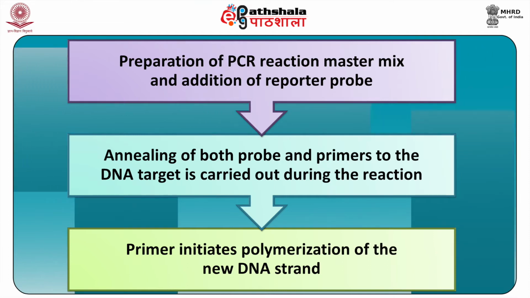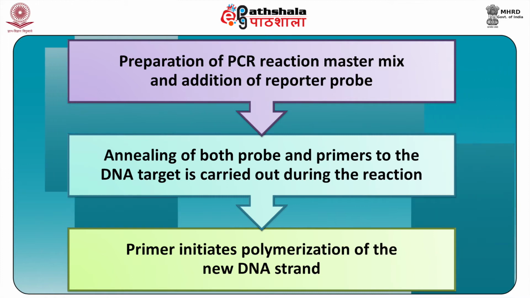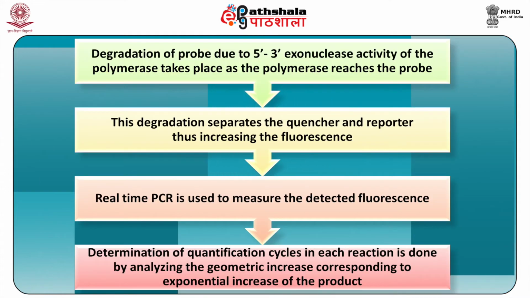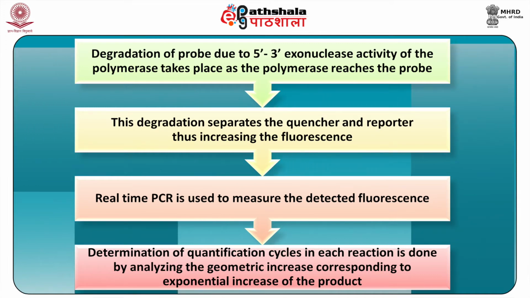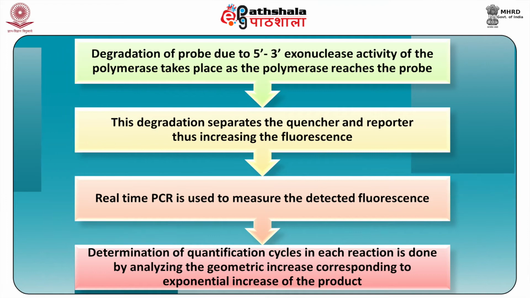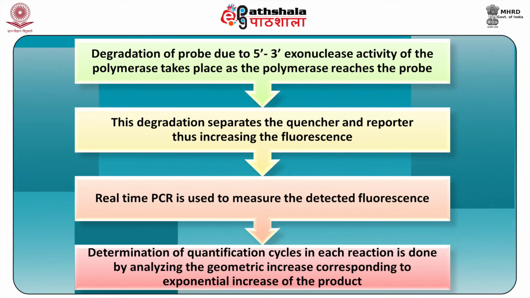Annealing of both probe and primers to the DNA target is carried out during the reaction. The primer initiates the polymerization of the new DNA strand. Degradation of the probe due to 5'-3' exonuclease activity of the polymerase takes place as the polymerase reaches the probe. This degradation separates the quencher and the reporter, thereby increasing the fluorescence. Real-time PCR is used to measure the detected fluorescence.